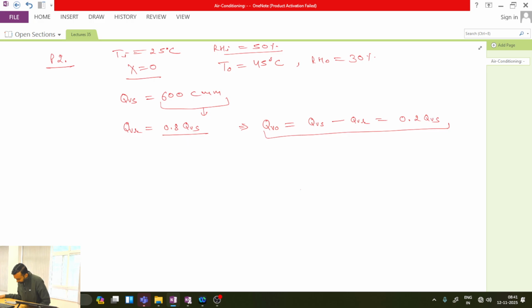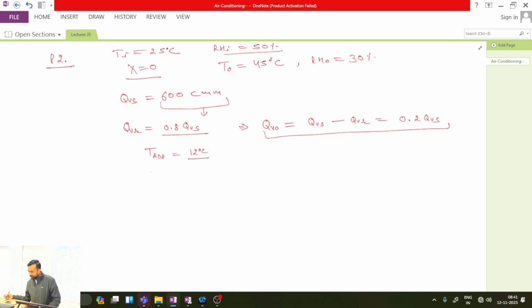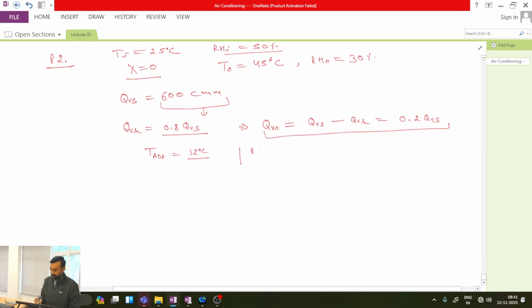Now, the apparatus dew point is 12 degrees Celsius, so TADP is also given. And we are asked to calculate RSH, RLH, RTH, OASH, OALH and OATH. What are all these quantities? You need to calculate all of them.